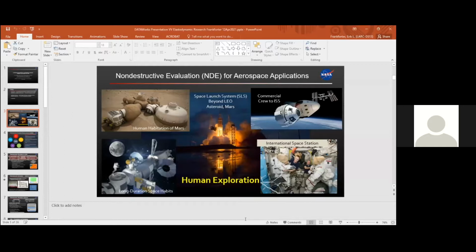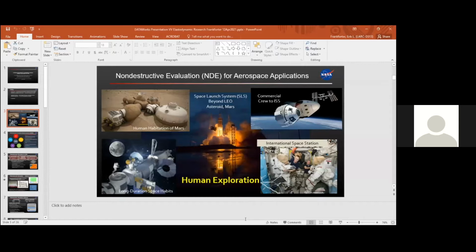We also have things like the Lunar Orbiting Gateway, which is going to be an intermittently manned structure, which has a large pull from the NDE side for the need to be able to do on-demand monitoring or structural health monitoring for this. So from these sorts of applications, and really there's a large variety of missions that need NDE and NDE research, certain patterns tend to emerge.